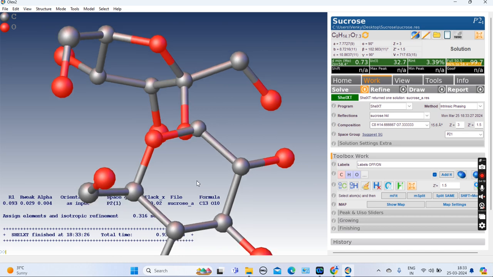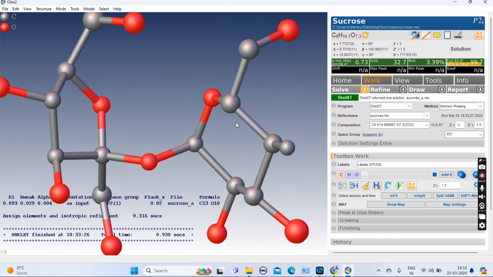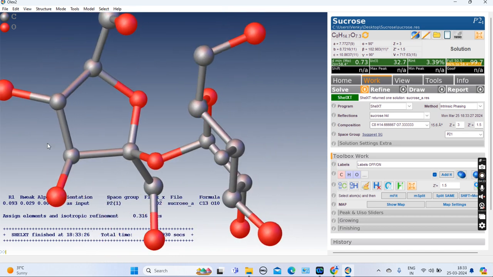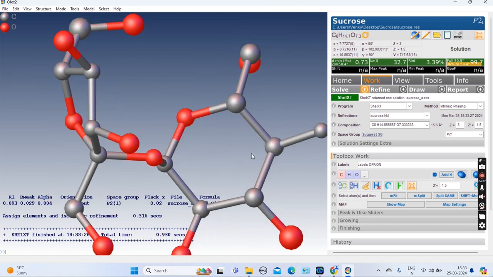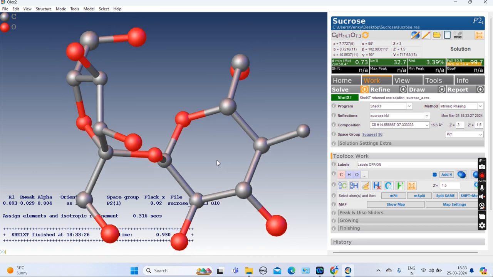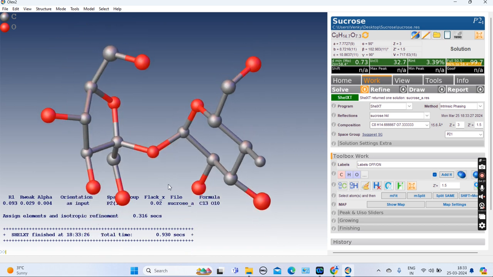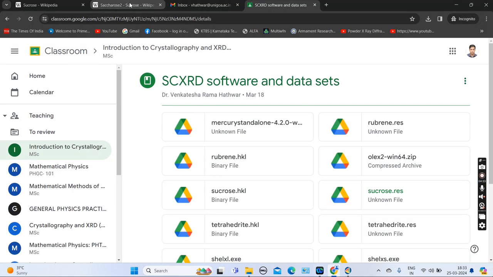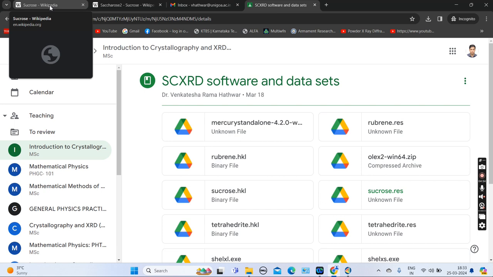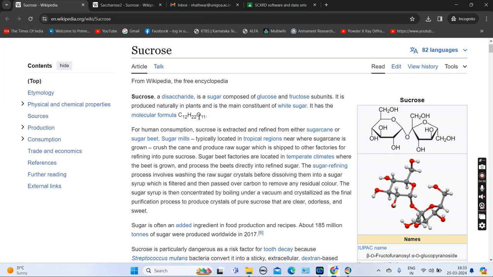This is ball and stick model. Here sucrose has 5-membered ring. This is fructose. Then 6-membered ring is there. This is glucose. Then this is connected by bridging oxygen. You can quickly look at the molecular formula. Go to your sucrose. I think it is known structure, known compound. It's nothing but sugar. This is a molecular formula.